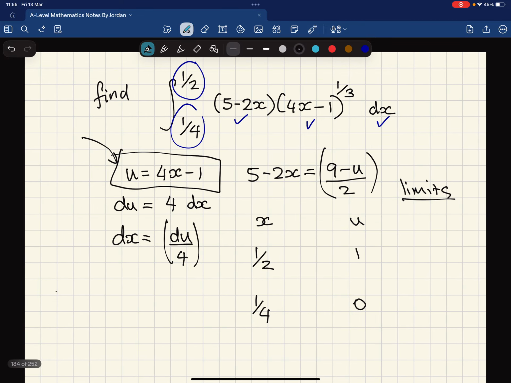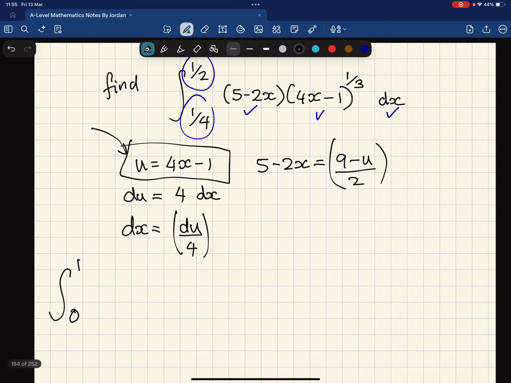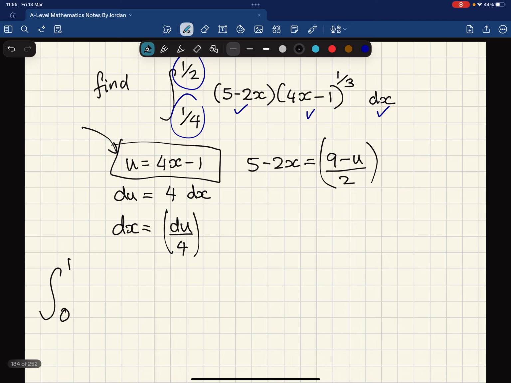So I'm going to then write the integral, 1/2 is going to 1, and 1/4 is going to 0. Not going to worry about those anymore. Then 5 minus 2x, I'm going to write as being 9 minus u over 2. And this, remember, is our u. So that will just be u to the 3rd. Putting in dx is just du over 4.